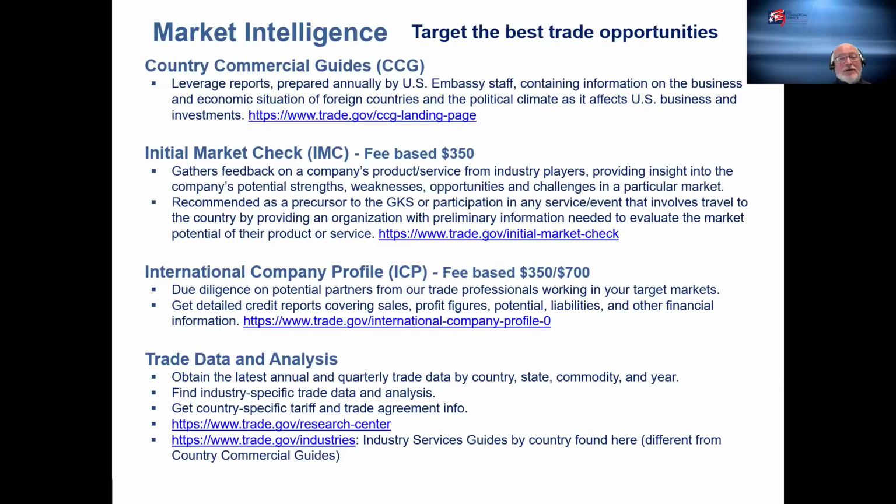That kind of information is all in the country commercial guides, and they're updated pretty regularly by my colleagues in the foreign commercial service, and also the State Department contributes to those. So they get updated pretty regularly. That's also where you would find travel advisories if you're planning travel to a market.